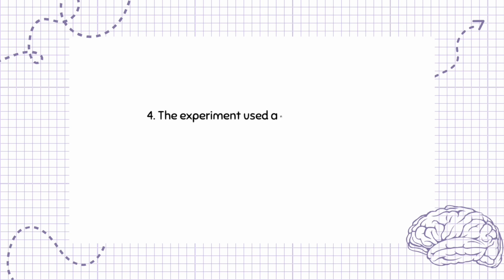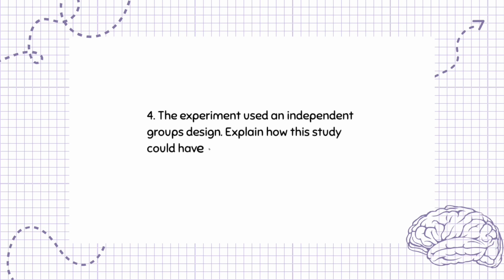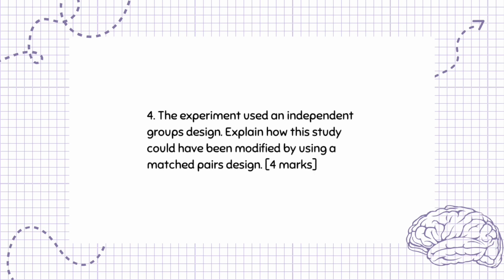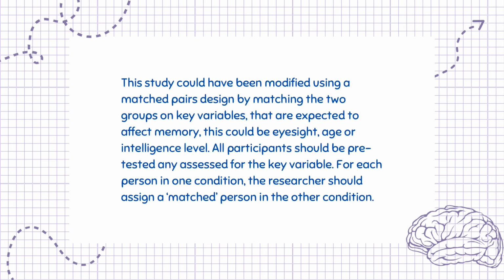Question 4. The experiment used an independent groups design. Explain how this study could have been modified by using a matched pairs design. 4 marks. This study could have been modified using a matched pairs design by matching the 2 groups on key variables that are expected to affect memory. This could be eyesight, age, or intelligence level. All participants should be pre-tested and assessed for the key variable. For each person in one condition, the researcher should assign a matched person in the other condition.